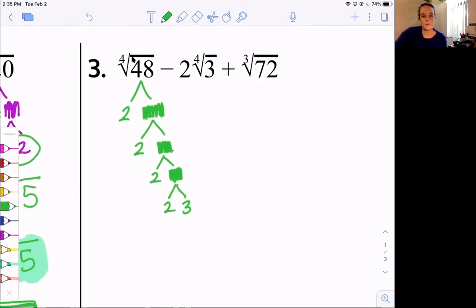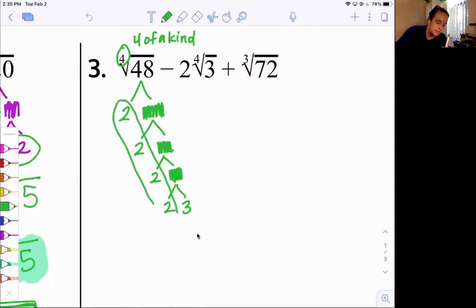So since this has a 4 here, an index of 4, how many of a kind do I have to have? Like how many 2s would I have to have? How many of a kind? Yeah, definitely I have 4 of a kind. So I need 4 of a kind to go into my group. So 4 of a kind is here.